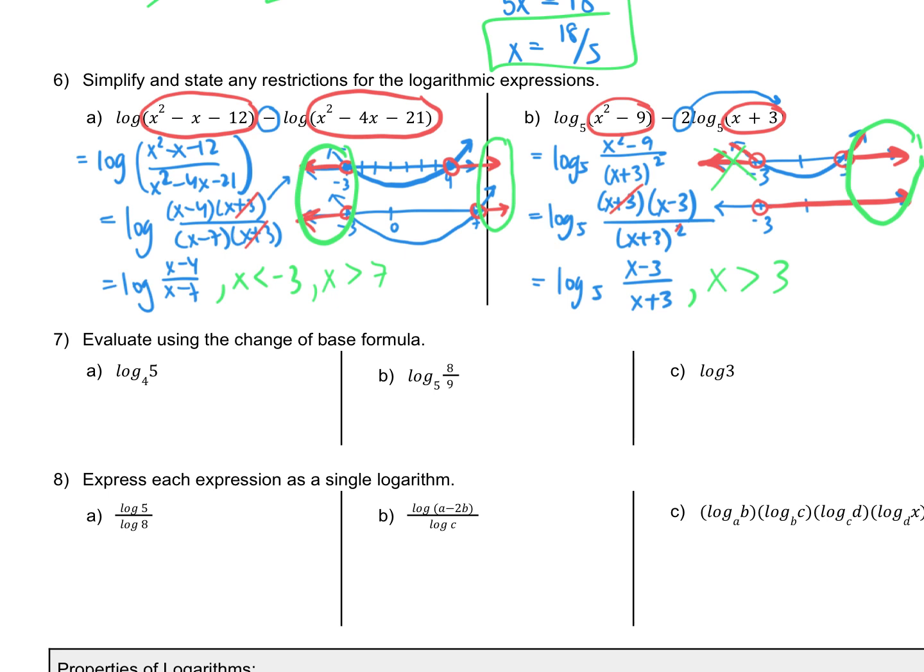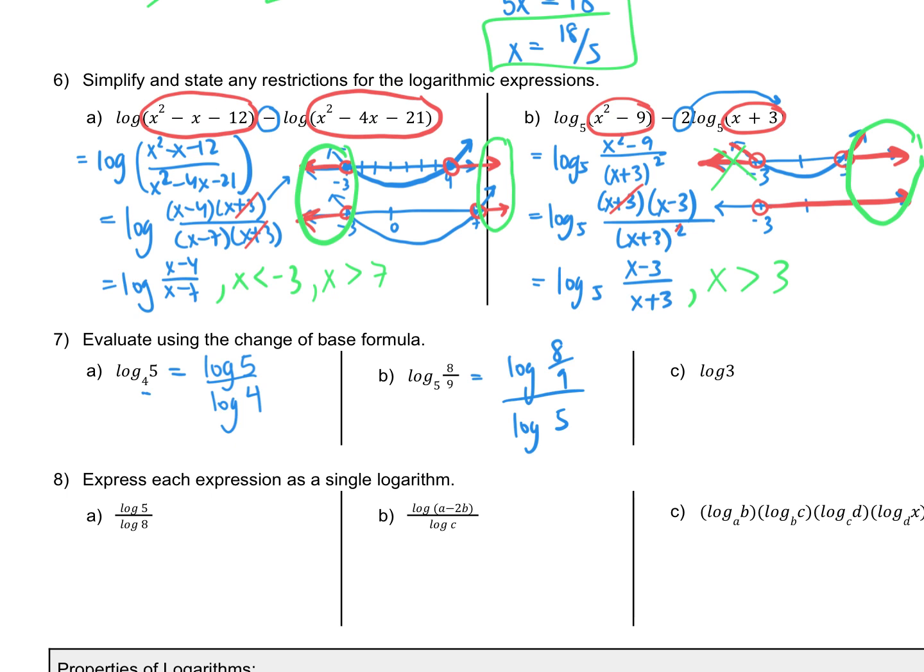All right, next style of question. Evaluating using the change of base formula. Well, this is just the log of 5 over the log of that original base, so 4. There it is. The next one, the log of 8 over 9 over the log of 5.